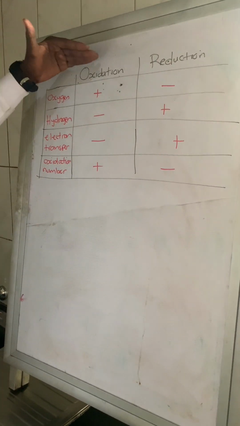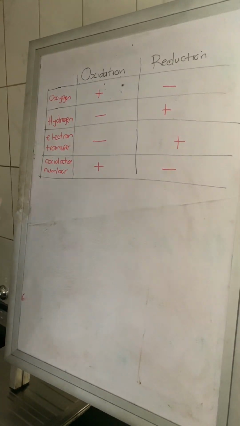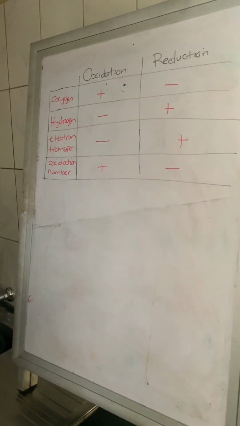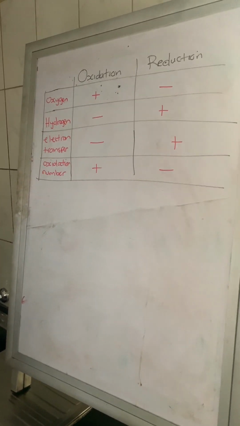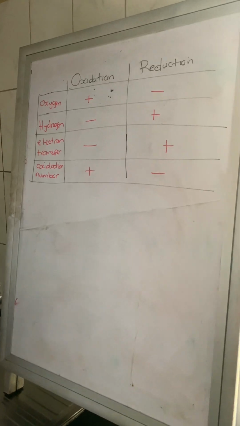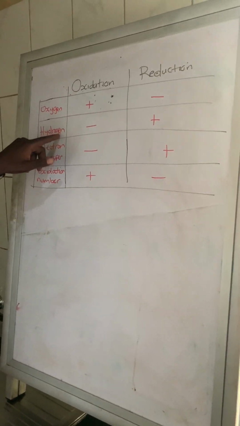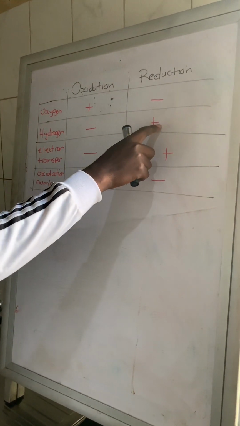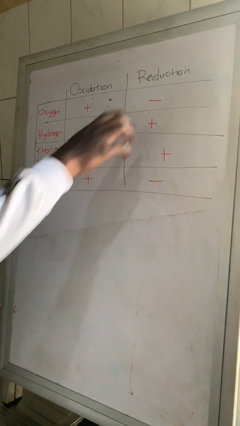Now let's define oxidation in terms of hydrogen. If hydrogen is removed from a substance, we say that oxidation has taken place. So removal of hydrogen is oxidation. Addition of hydrogen to a substance is reduction.